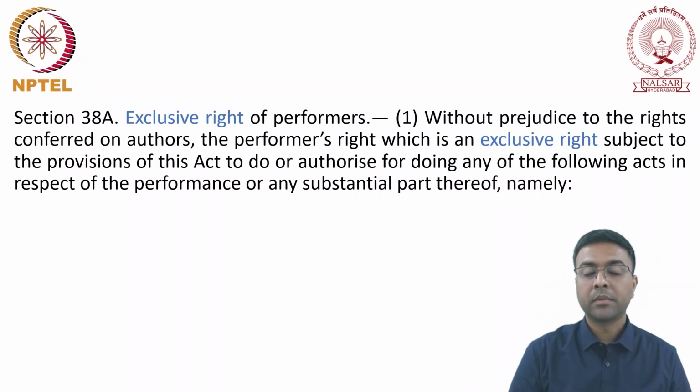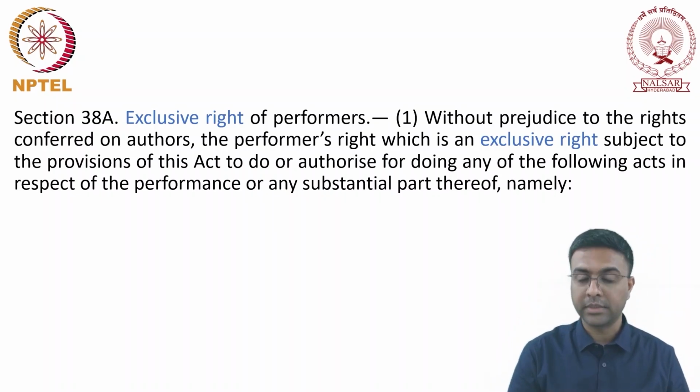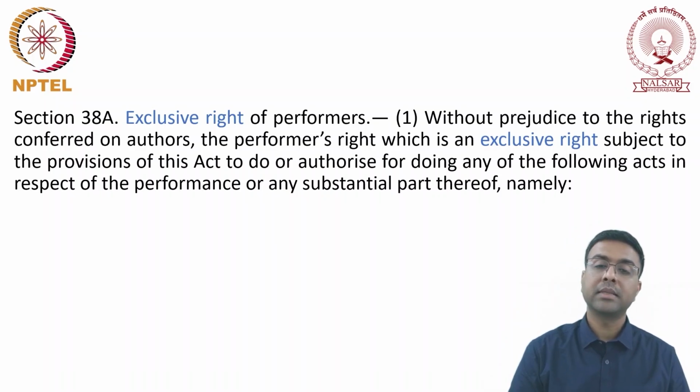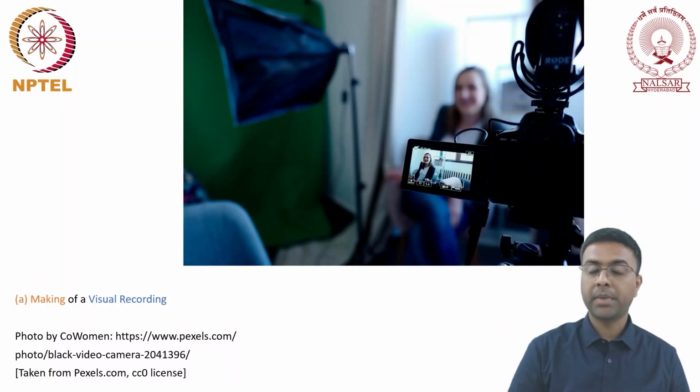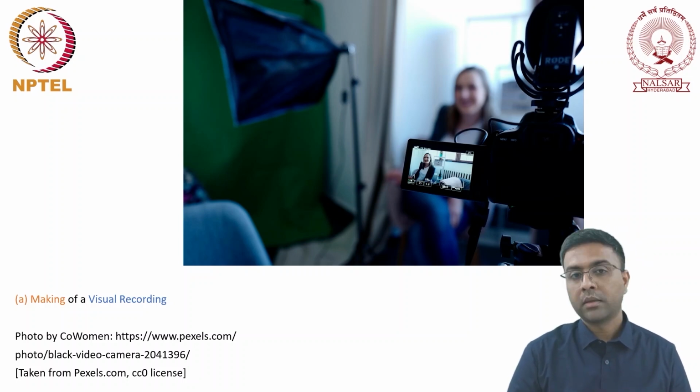For now, let us focus on economic rights of performers. And as we can see under section 38A, section 38A provides certain types of rights. And what we will do is take a look at each of these rights individually so as to understand them best. The first right we are going to take a look at talks about the right of the performer to do or authorize the doing.